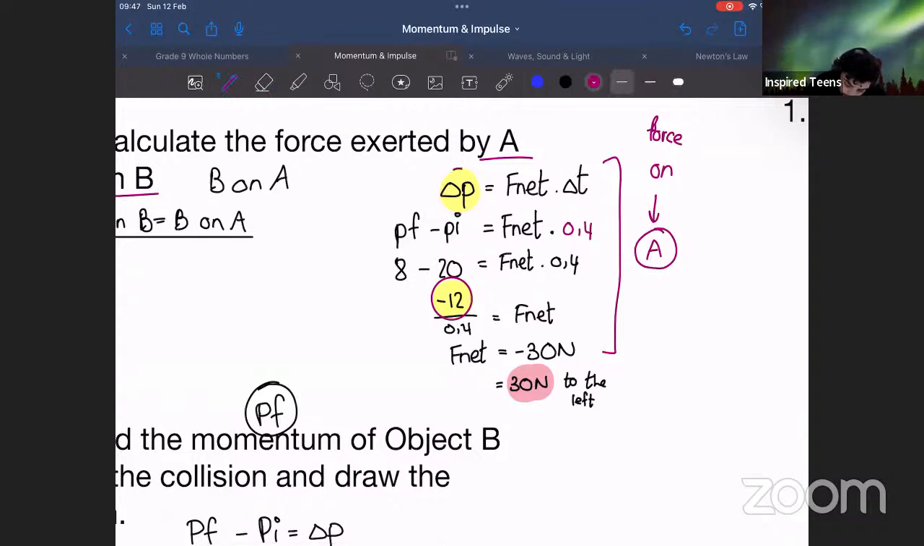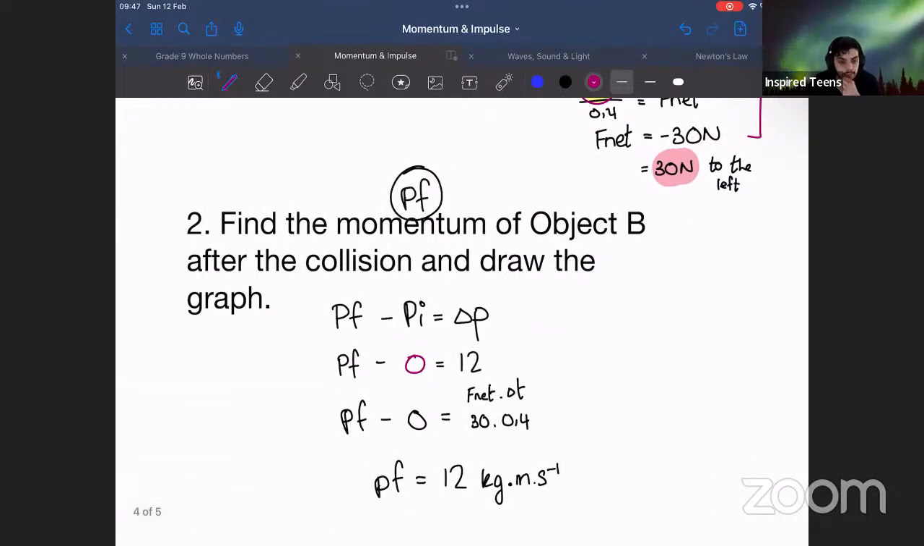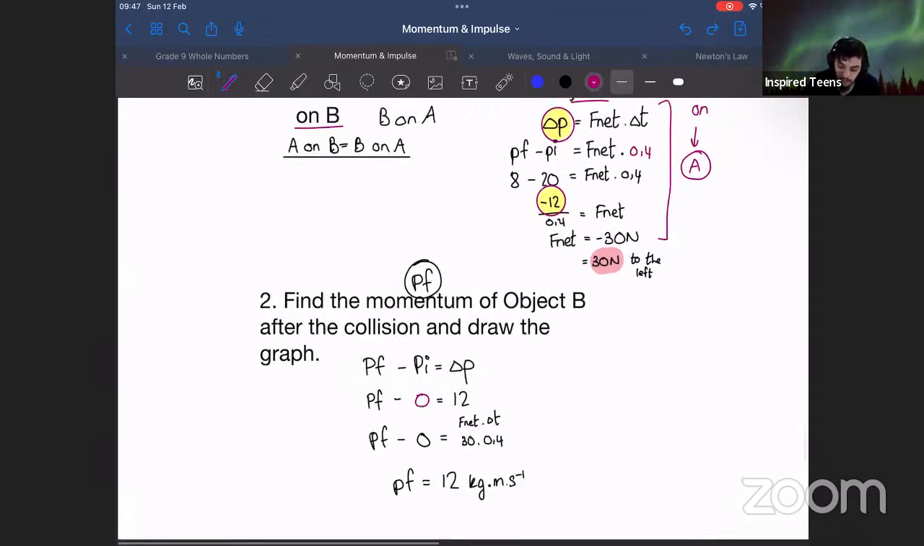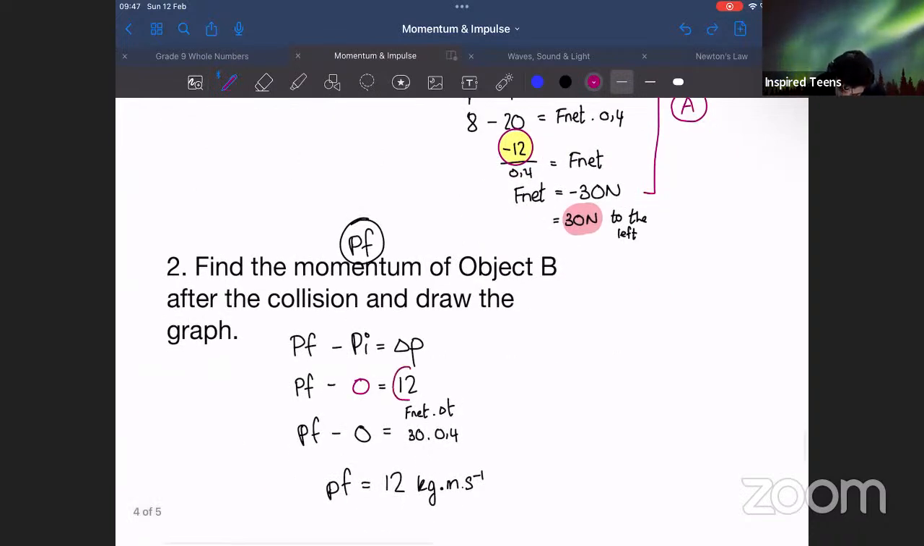So for the impulse and the net force that's acting on object A, we got negative. Now when they want to know the momentum of object B, we're utilizing P final minus P initial is equal to delta P. Now the delta P we know because it's impulse, and impulse remains the same for both objects. But remember that impulse remains the same for both objects only in magnitude, opposite in direction. So because the impulse for object A was negative 12, the impulse for object B is going to be positive 12.